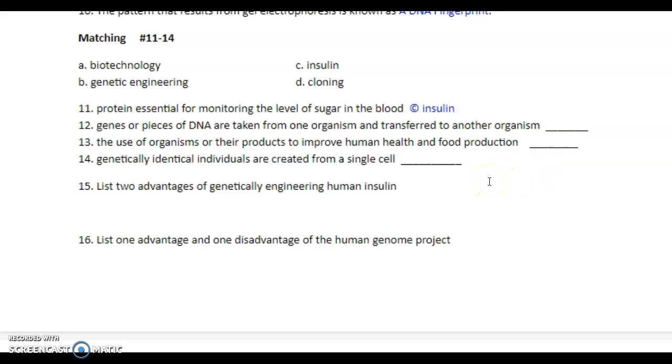Genes or pieces of DNA are taken from one organism and transferred to another organism. That would be genetic engineering.